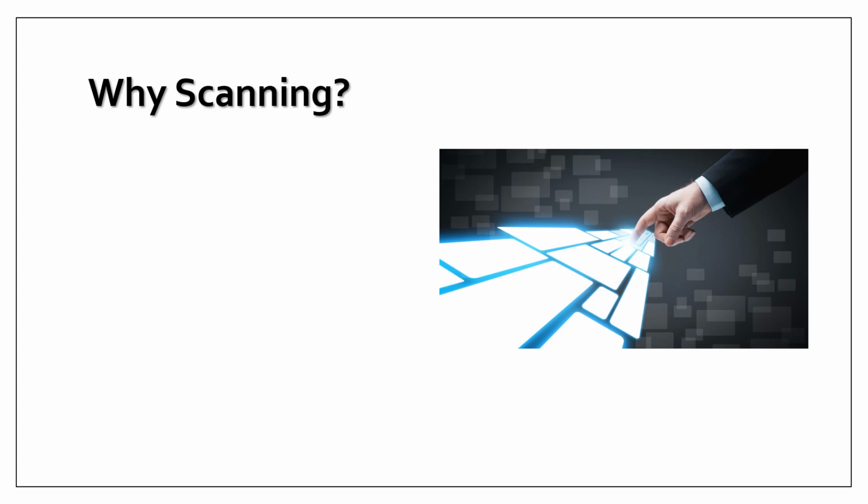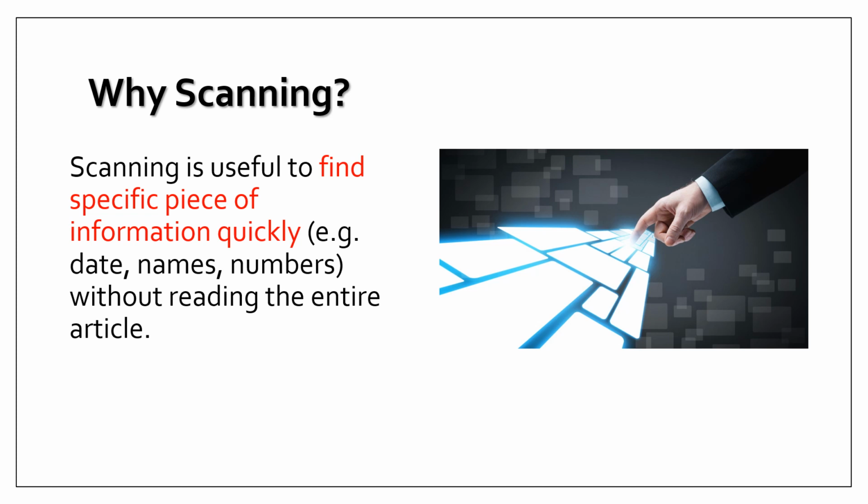There is a reason why we scan a text then. Scanning is useful to find a specific piece of information quickly without reading the entire article. For example, if we would like to find a date, just try to find numbers or months. If you would like to find names, just try to find words which represent names, for example, James and then Jacob and then Jesus. So you do not need to read the entire article.